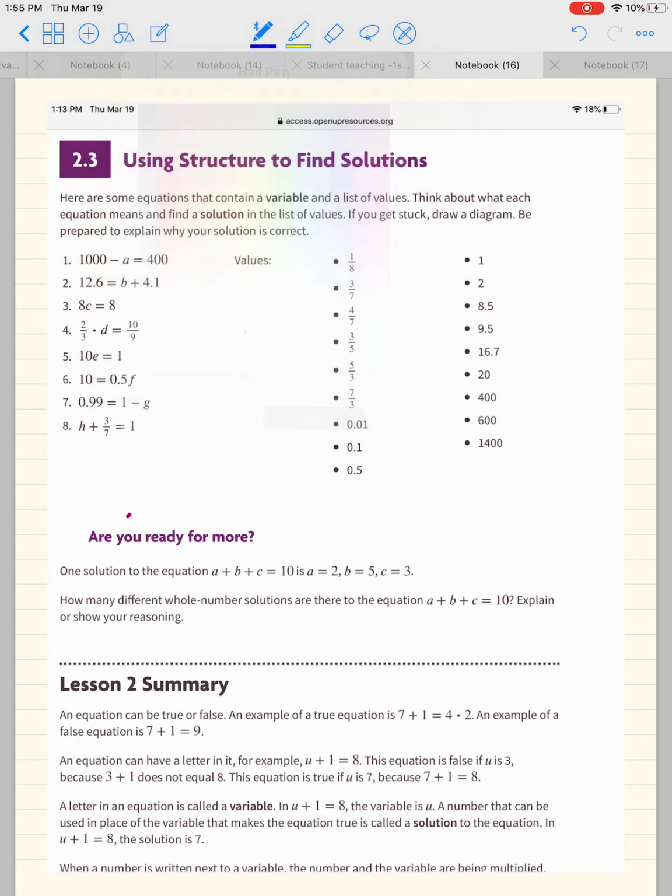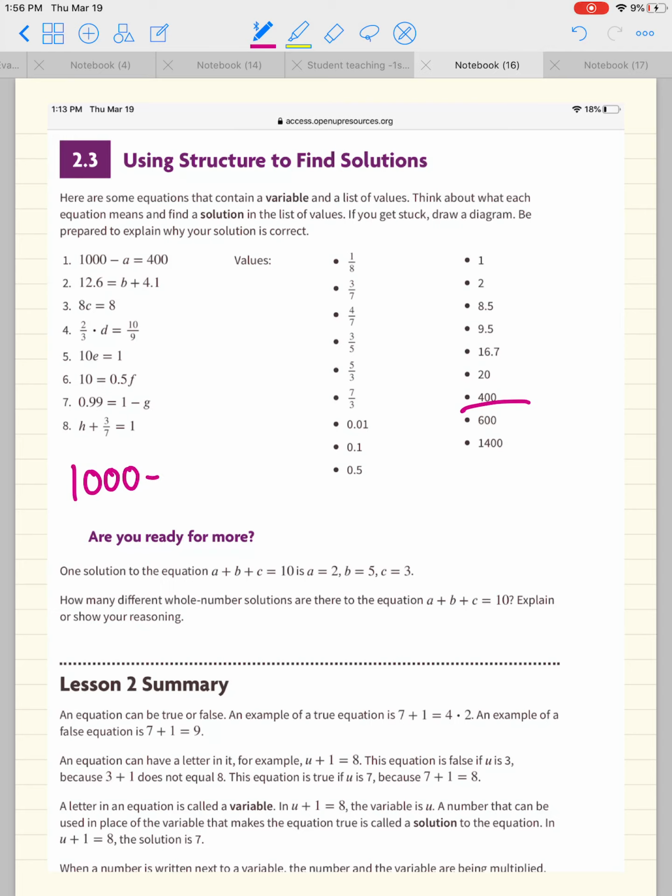Let's try the value 2. 1,000 minus 2 does not equal 400. 1,000 minus 2 is equal to 998. We're a little bit closer. So the idea is that you're substituting values into the variables to try to get one that works. So let's try 400.